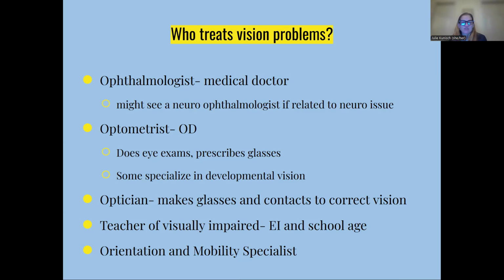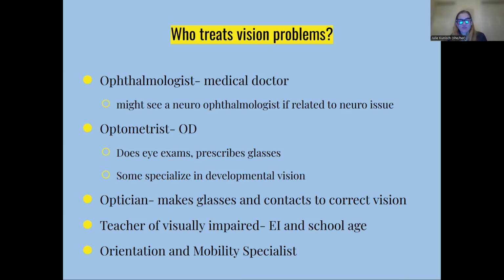Some optometrists do specialize in developmental vision, so they very much specialize in kids who have issues with their vision. An optician is the person that makes the glasses and contacts. So the optometrist does the eye exam and prescribes the glasses, the contacts or whatever. That goes to the optician, and the optician is the one that makes the glasses.